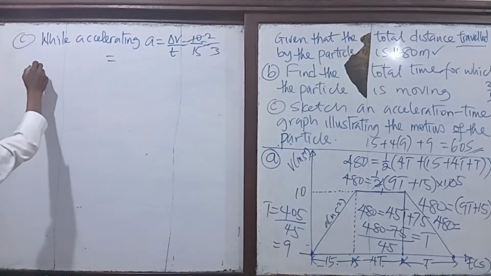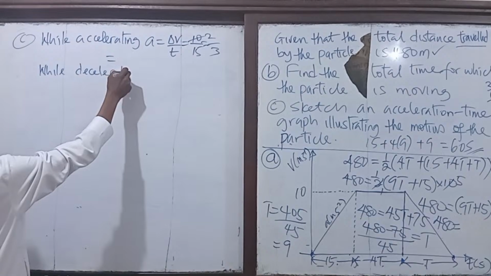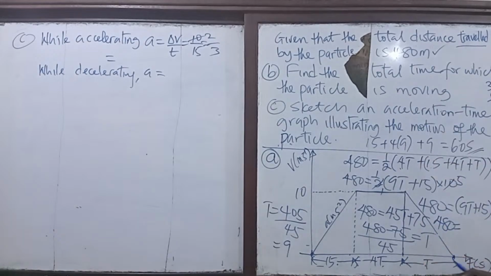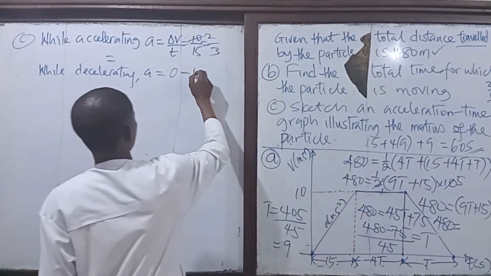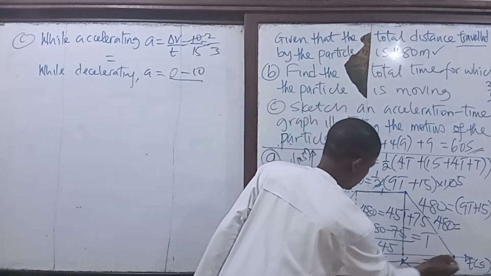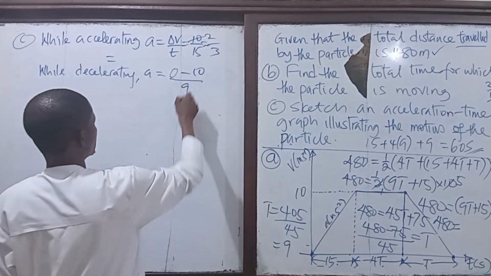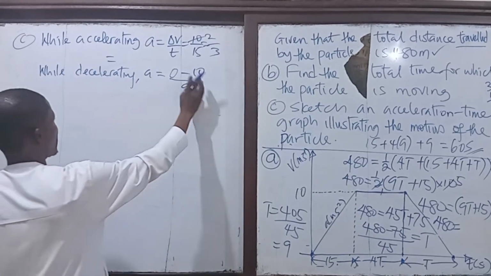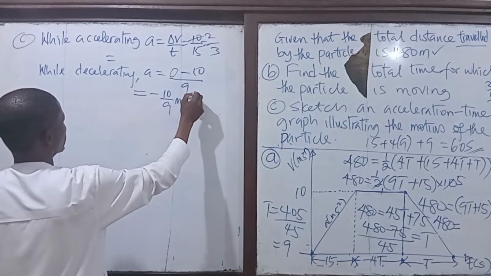Okay. Also let's get the acceleration when it's decelerating. Acceleration will be equal to what? When decelerating, we come to the last stage, which will be equal to the final velocity of 0 minus 10, minus 10, over the time, that's 9. So that's minus 10 over 9. So when decelerating, we have minus 10 over 9 meter per second squared.